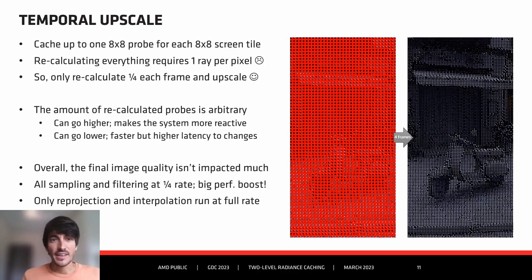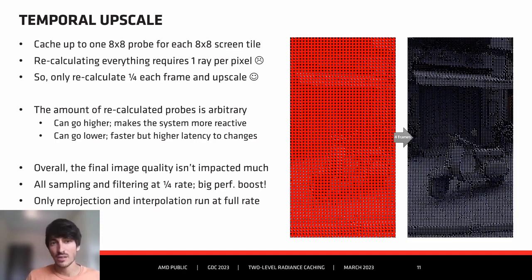Now, recalculating everything would require 1 ray per pixel, which is too expensive. So we only recalculate a quarter every frame, and then we rely on upscaling over multiple frames, what these images are showing here. First frame, we get lots of holes. After 4 frames, we've got the full grid. This amount of 1/4 is completely arbitrary.